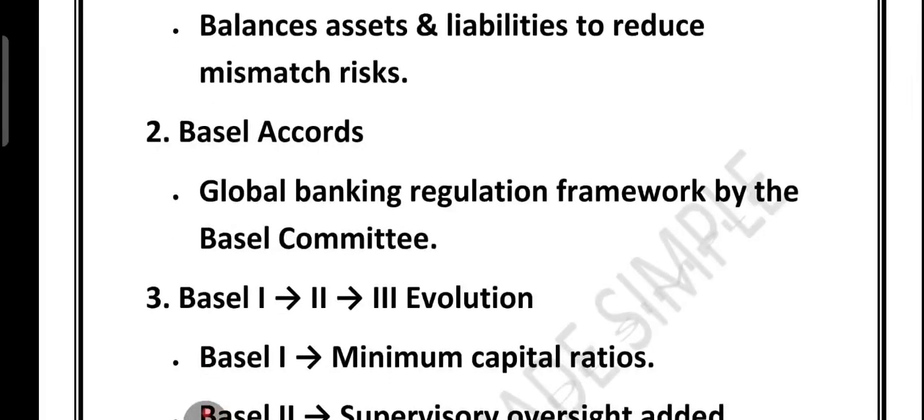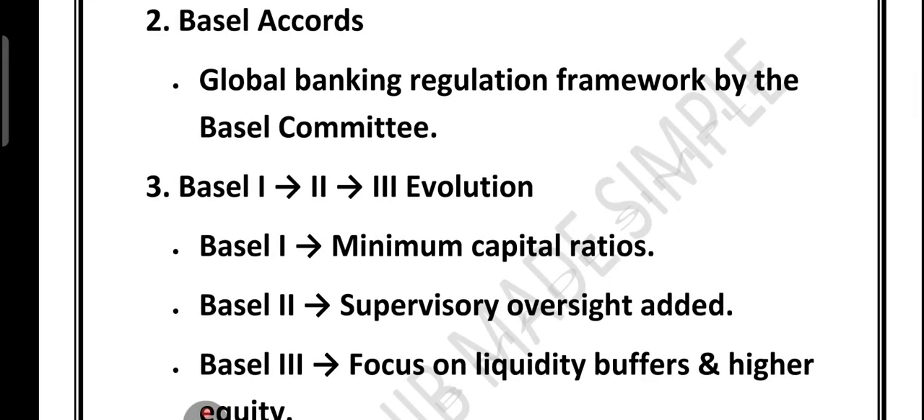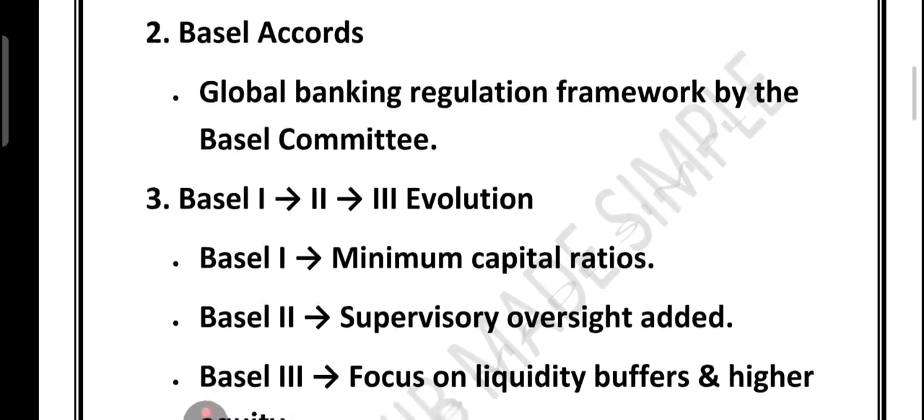Second, we have the Basel Accords. What are the Basel Accords? They are the global standards for banking regulation developed by the Basel Committee on Banking Supervision, that is BCBS. Why do the Basel Accords come into the picture? To promote financial soundness across countries. That is why the Basel Accords come into the picture.